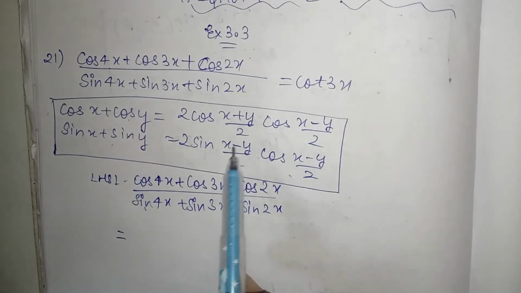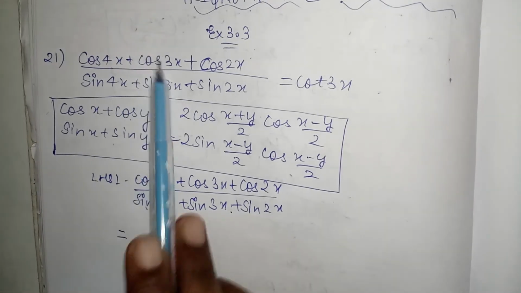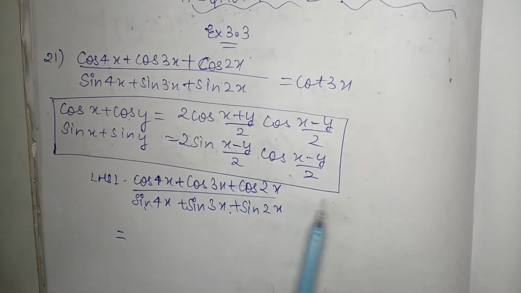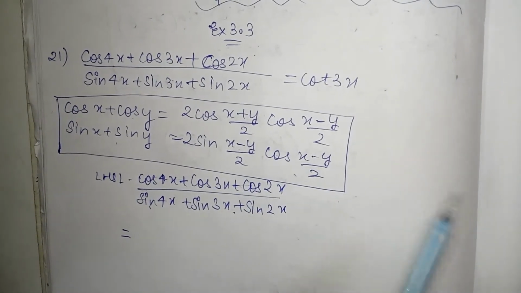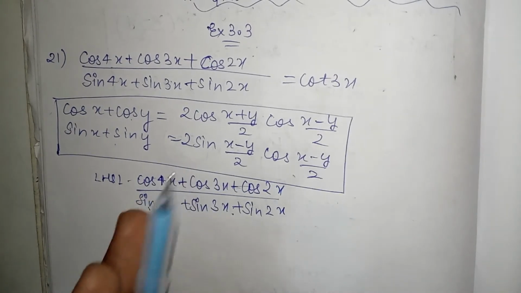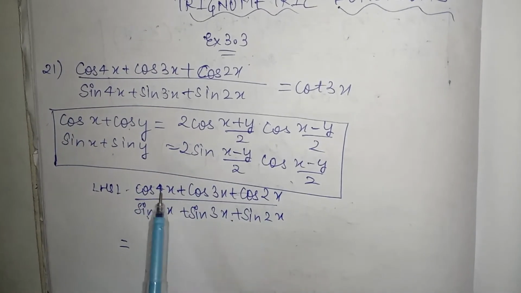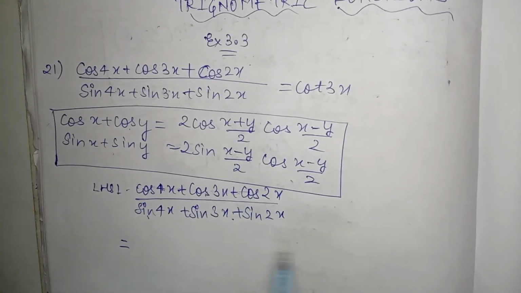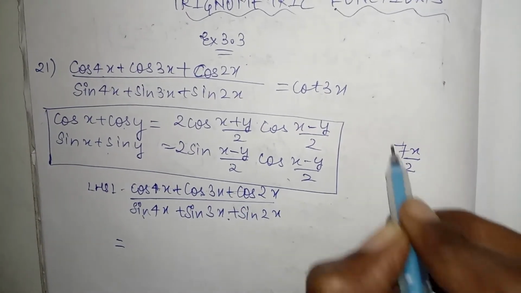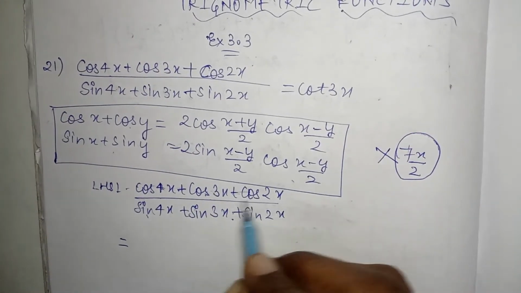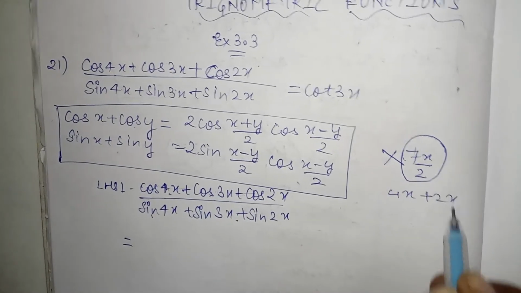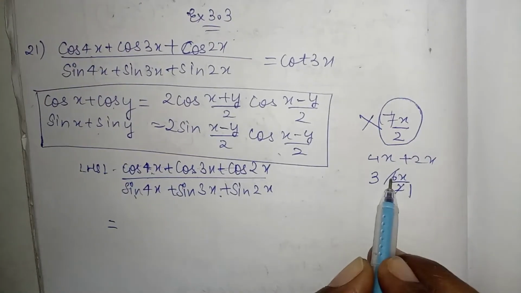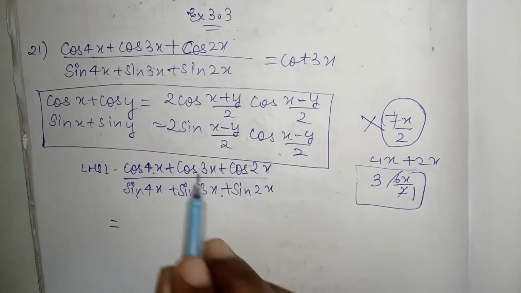But in the previous questions, we used to apply the formula for only two terms, right? But this time three terms have come. So we have to apply it only for two terms, and the other term we have to keep aside. How will we know which term to keep aside? See, first when we add 4x plus 3x, it becomes 7x by 2. When it comes to 7x by 2, we cannot cancel it, right? But when we take 4x plus 2x, that is 6x, we can cancel it to 3x, right? So that's why we are clubbing these and keeping this one aside.